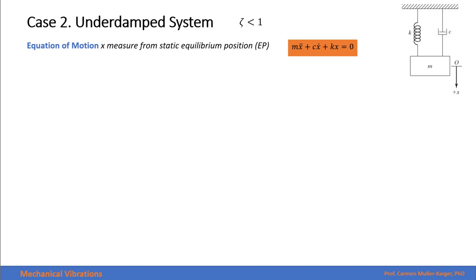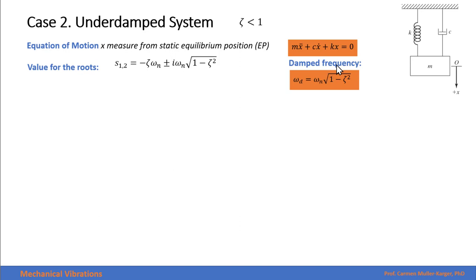The second case is when we have an underdamped system. We have damping because we have a system composed of a spring constant, a damper constant, and a mass. And the relation between the damper, the spring, and the mass gives us a value of zeta less than 1. This is the equation of motion, and we said that these are the solutions, and the solution will be complex and conjugate. If we define the damped frequency as omega n square root of 1 minus zeta squared, this is this value right here, the imaginary part of the solution.